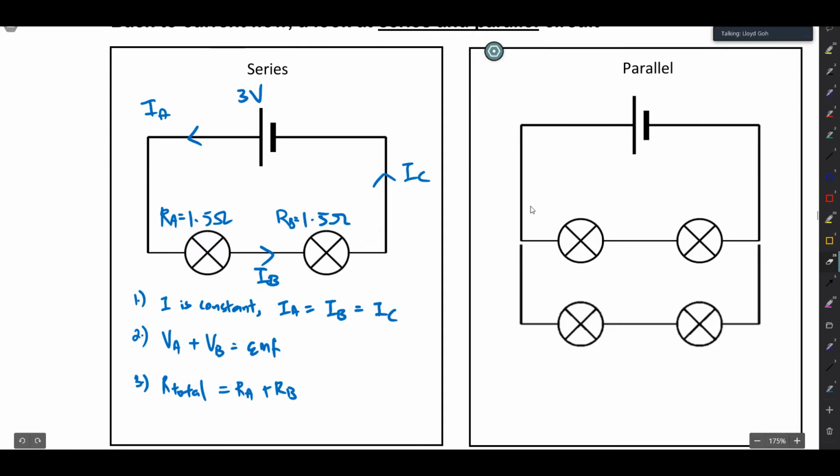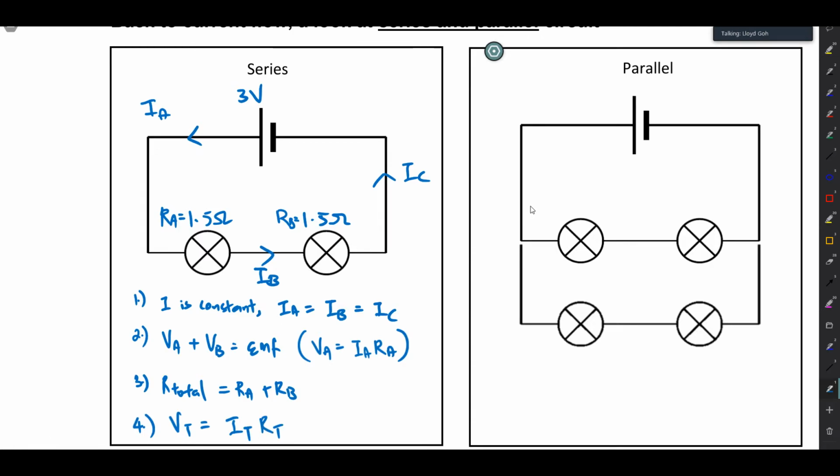It's quite straightforward. And if you need, I can even give you all a fourth point, saying that VA you can calculate using IA times RA. Obviously, VB equals IB times RB. So it's always good to write the subscript.